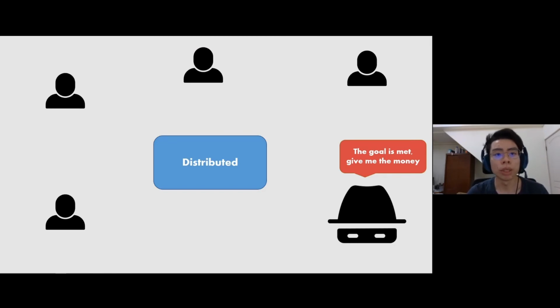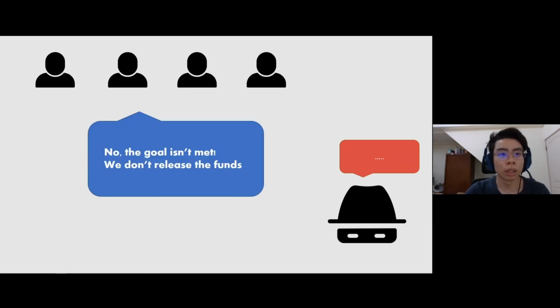And being distributed means that the output of your contract is validated by everyone on the network. So a single person can't force the contract to release the funds because other people on the network will spot this and mark it as invalid. Tampering with a smart contract becomes almost impossible.